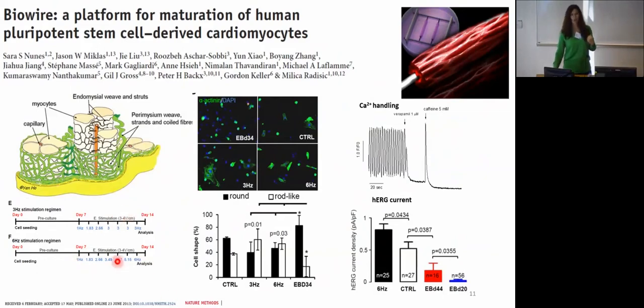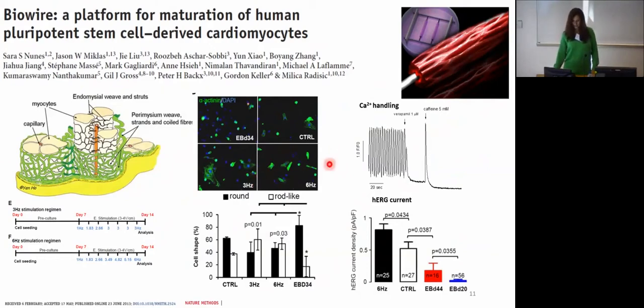The other protocol was really creating a boot camp for the cells, because we don't have months to mature these cells. We want to do it in a faster period of time. So in this second protocol, we would apply a stimulation rate going up to 6 hertz. At the end of this experiment, I'm only showing one slide from this paper. Most of this is published, so you can take a look at the paper.